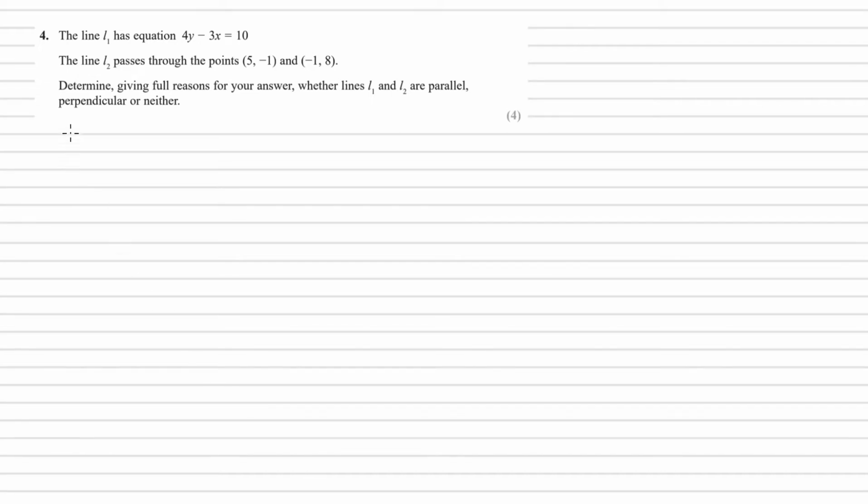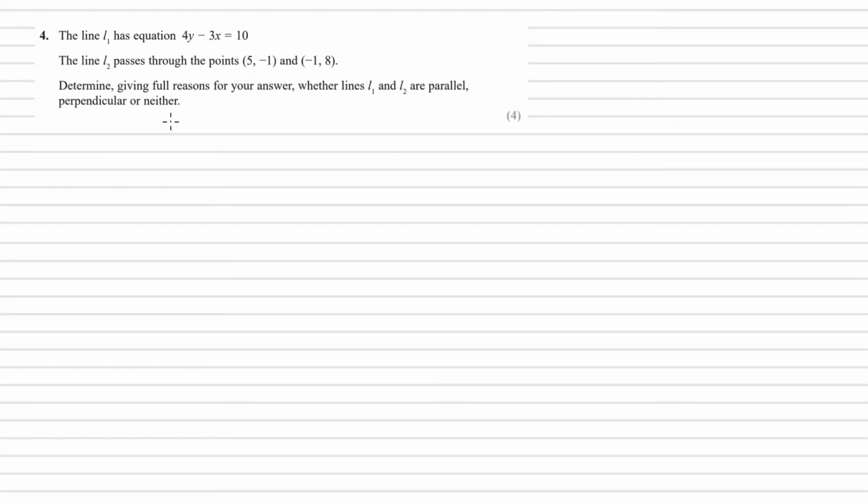Hi. So for question 4, we've been given an equation of line L1 and we've been told 2 points with which the line L2 passes through, and we've been asked to determine, giving full reasons for our answer, whether the lines L1 and L2 are parallel, perpendicular, or neither.